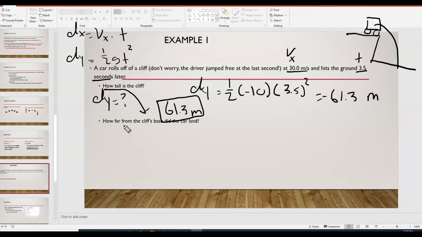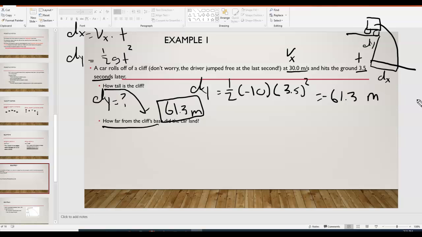Now, the next question says, how far from the cliff's base did the car land? So there's two types of displacement. And if you look at this picture, dy is basically from the top of the cliff to the bottom of the cliff. So this is dy. dx, and again, I apologize for this picture. It's a very bad picture, but it's the best I can do. This is dx. dx is how far the car moves in the x direction, in the horizontal direction.